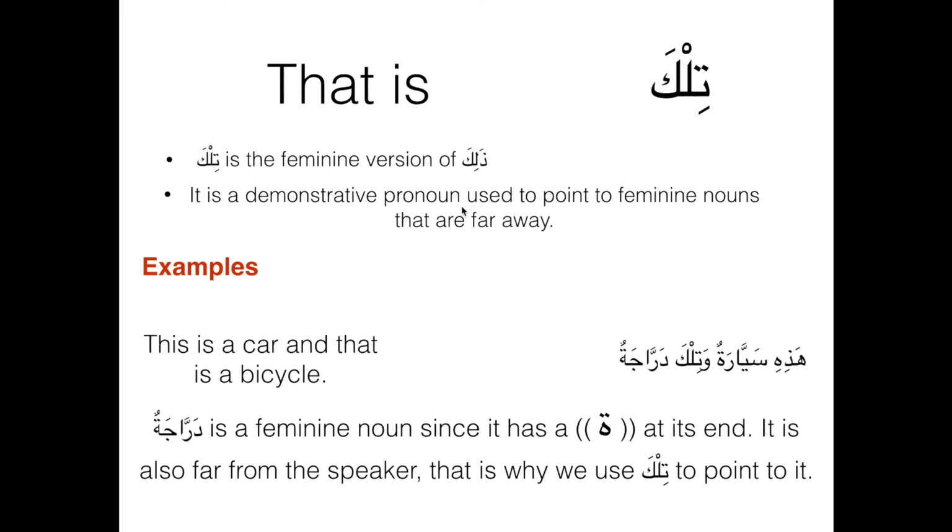So it is a feminine demonstrative pronoun used to point towards feminine nouns that are far away, just like dhalika, except we're pointing to feminine nouns. Examples: هذه سيارة وتلك دراجة. This is a car and that is a bicycle. So the daraja is far away, so we're pointing to the daraja. We're saying وتلك دراجة. We don't say وذلك because daraja is a feminine noun, and we know this because of the ta marbuta.